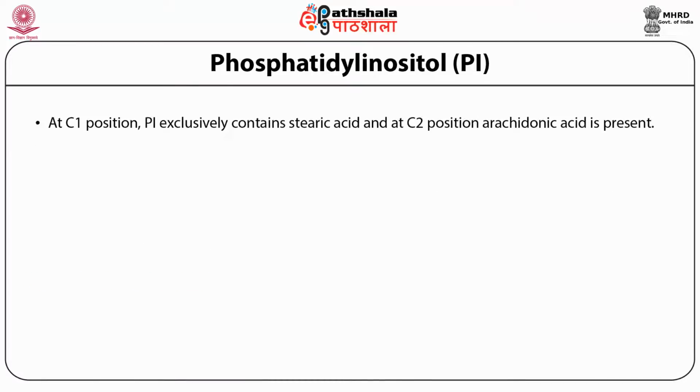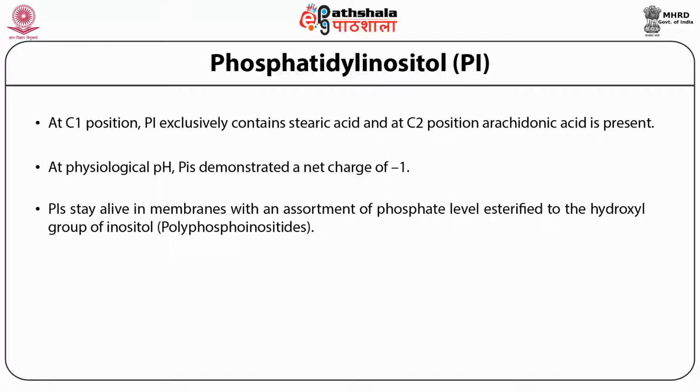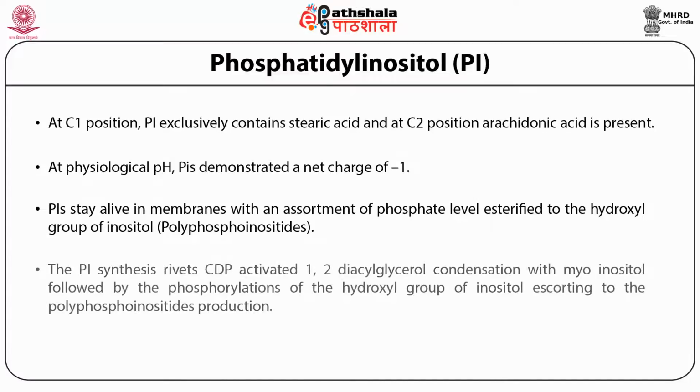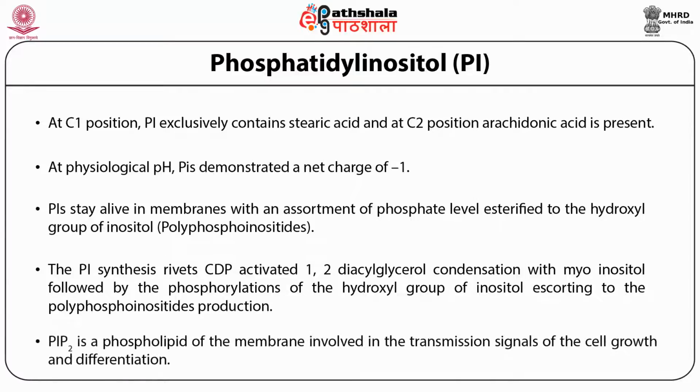Phosphatidylinositol at carbon 1 position exclusively contains stearic acid, and at carbon number 2 position arachidonic acid is present. At physiological pH, phosphatidylinositol demonstrates a net charge of -1. It exists in the membranes with an assortment of phosphate levels esterified to the hydroxyl group of inositol. Phosphatidylinositol synthesis derives from CDP-activated 1,2-diacylglycerol condensation with myoinositol, followed by phosphorylation of the hydroxyl group of inositol, leading to the production of phosphoinositides. The phosphoinositol phosphate is a membrane phospholipid involved in signal transmission of cell growth and differentiation.